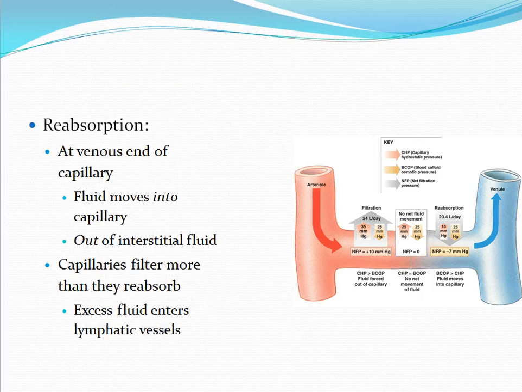Reabsorption occurs at the venous end of the capillary bed. Here now, pressure differences will favor movement into the vessels. At the end of the capillary bed, the hydrostatic pressure is 18 millimeters of mercury inside of the vessel. The osmotic pressure surrounding the vessels is 25 millimeters of mercury. The pressure is higher outside of the vessels, so this will favor the reabsorption, or the movement of materials back into the vessels.